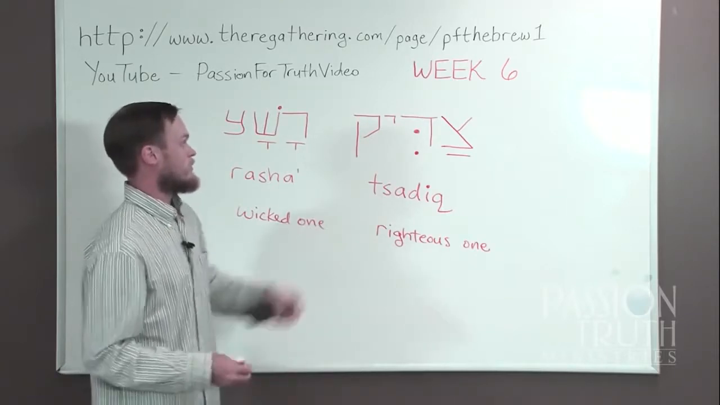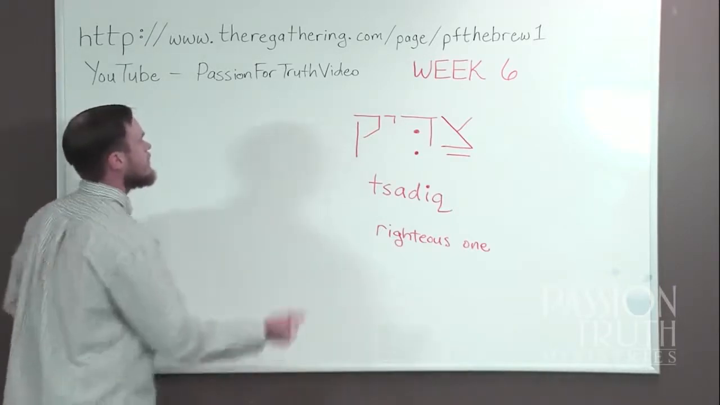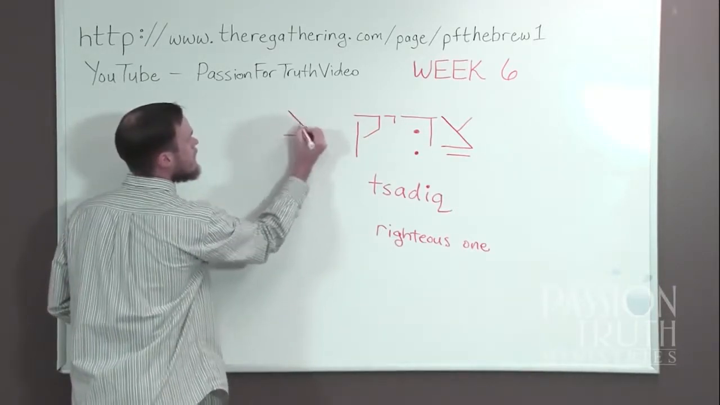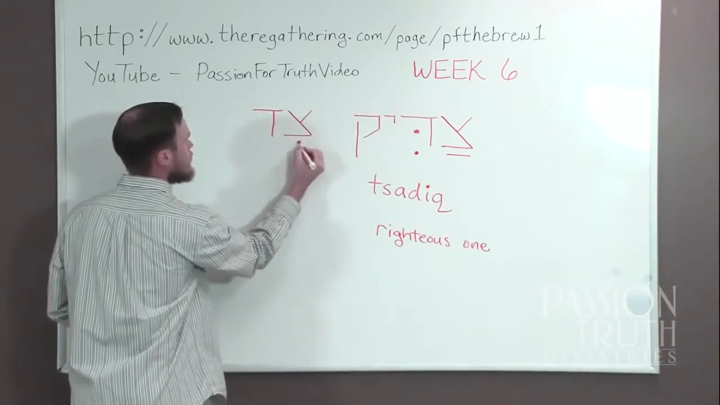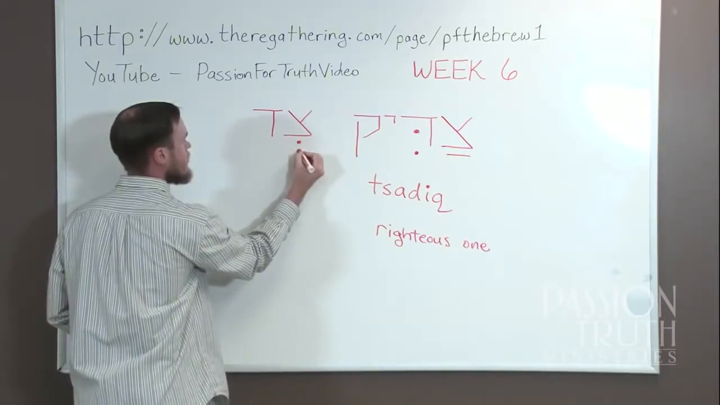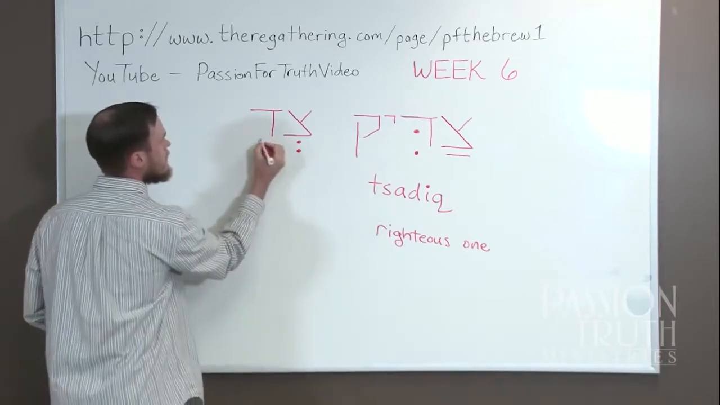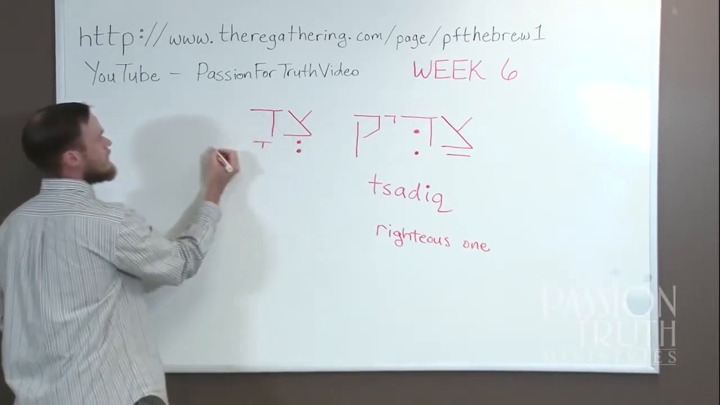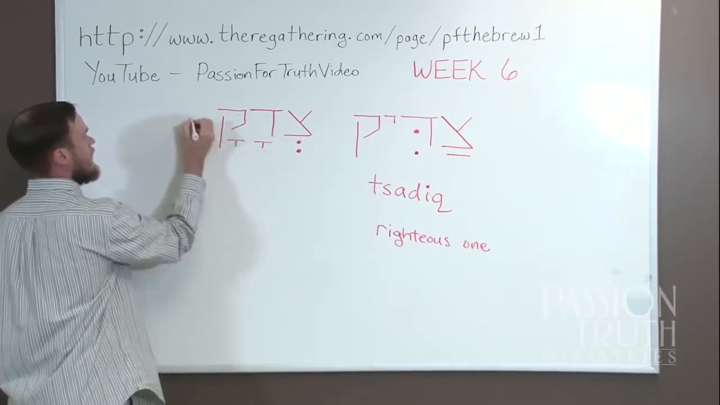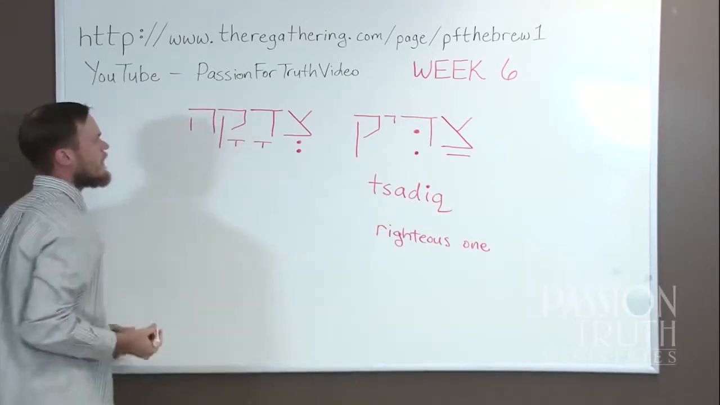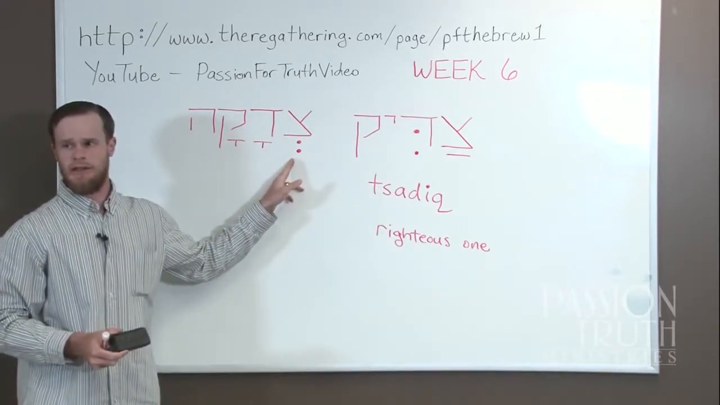righteous one, and also there's a related word to tzaddik. So a tzadi with a shva vowel underneath it. And a dalet with a komets. A kuf, again with a komets. And a hey at the end.